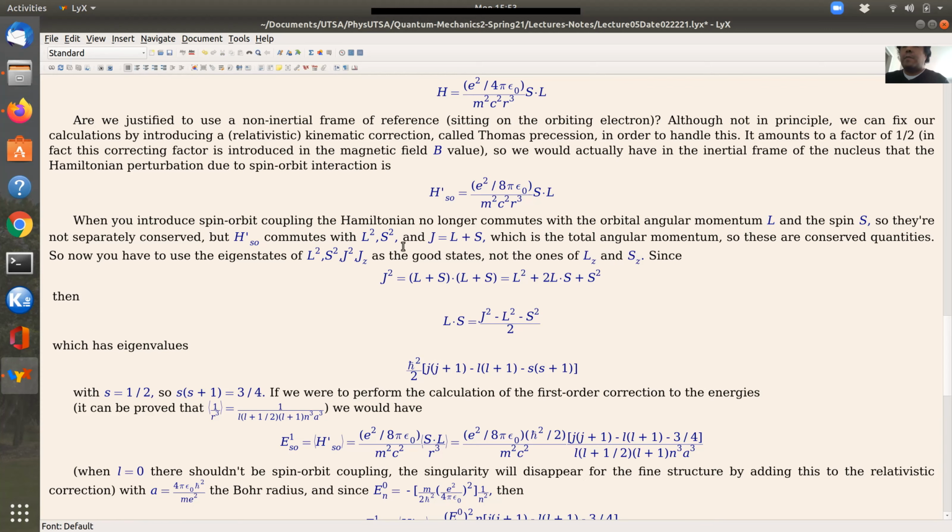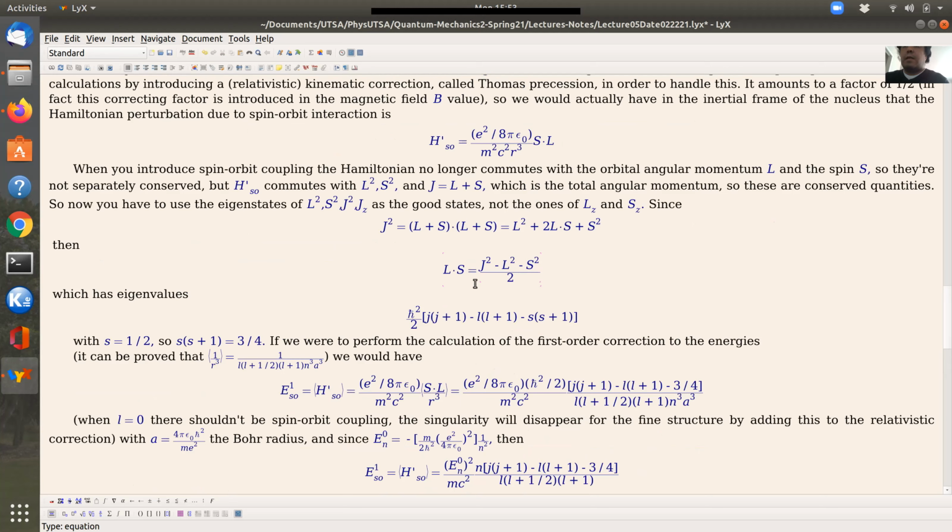And actually, the formula for the dot product is easy to derive if you consider that this is the total angular momentum. If I calculate J squared, this is basically obtained by the dot product of J dot J, where you plug in the formula for J. And then if you perform the dot product, you get this. So basically, by separating L dot S and dividing by 2, then you have this formula. So the dot product of S and L is J squared minus L squared minus S squared divided by 2.